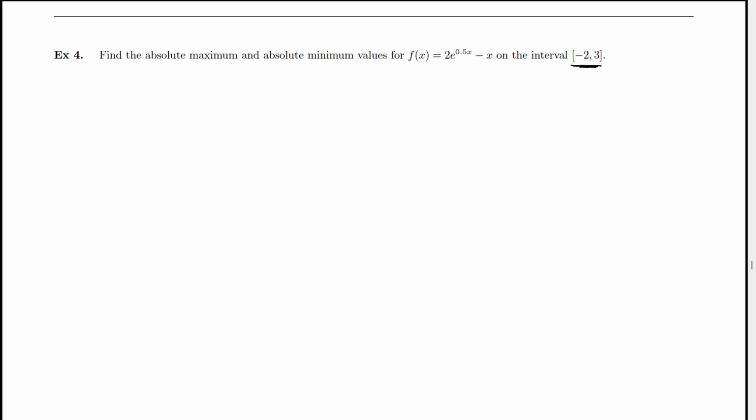Again, keep in mind this is a closed interval. And if the interval is open, we will have to do something extra. That's going to be in the next section that follows this one. But for now, pause the video and see if you can get the absolute max and absolute minimum for the function f of x.